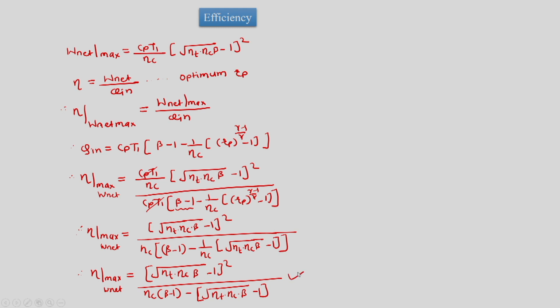Now this is how we can evaluate different parameters for the case where we are having non-ideal compressors and turbines. So the next things, which deal with the examples of this part, we will deal with in the next class. Thank you.